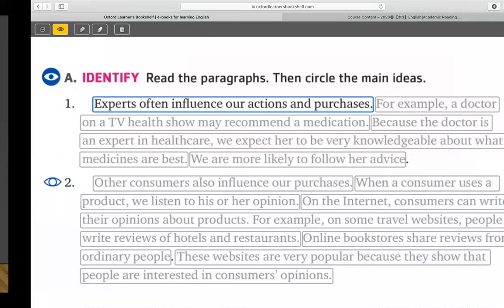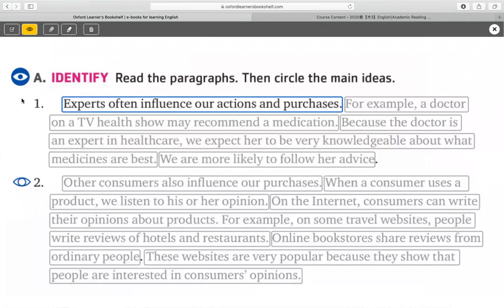Okay, I hope you have done that. So, what did you find? The main idea for the second paragraph. Other consumers also influence our purchases. When a consumer uses a product, okay, which one? Let's see. Other consumers also influence our purchase. So that's the main idea of paragraph 2, okay? Please use this strategy when you do the reading on pages 5 and 6, okay?